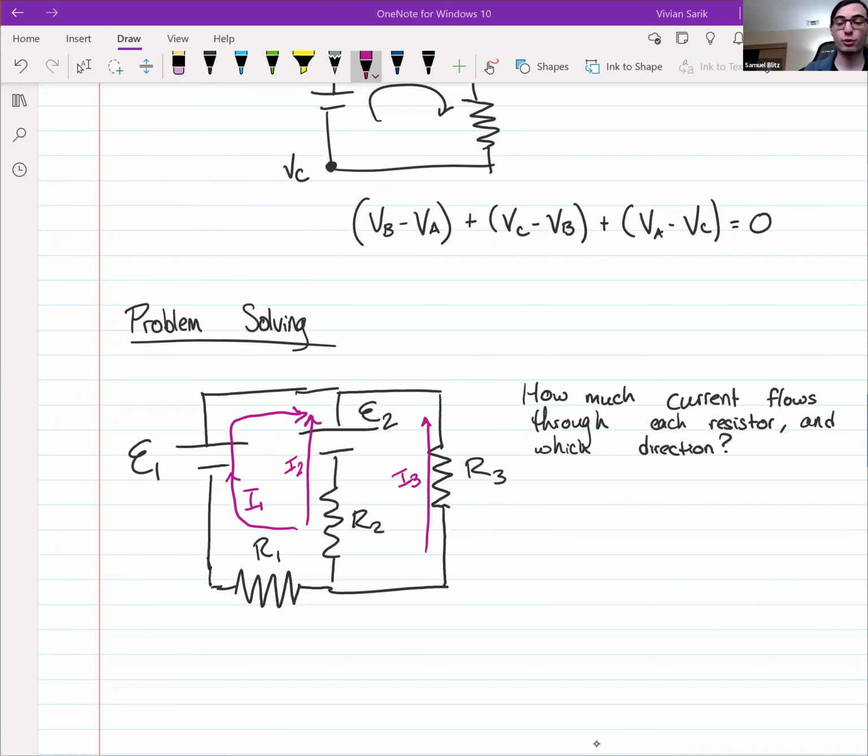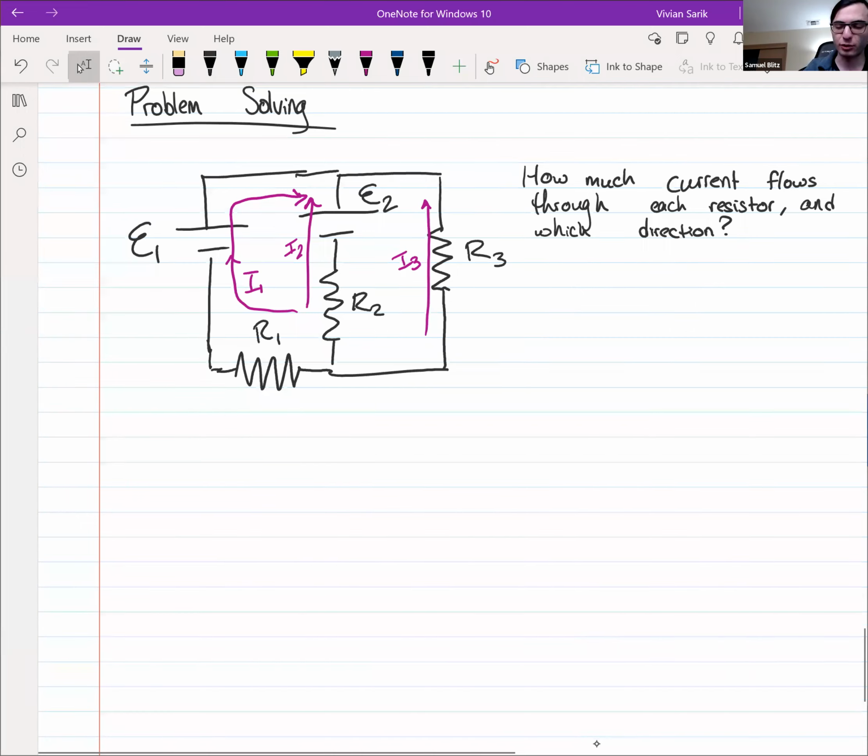So now we can apply the rules to this circuit. First, let's apply the junction rule because it's super easy. There are only two junctions here, right? There's the top junction and there's the bottom junction. At the top junction, there are three currents that all go in, so I1, I2, and I3 all go in. The bottom junction has three currents that all go out, I1, I2, and I3. So in both cases, you'll have 0 equals 3 things added together.